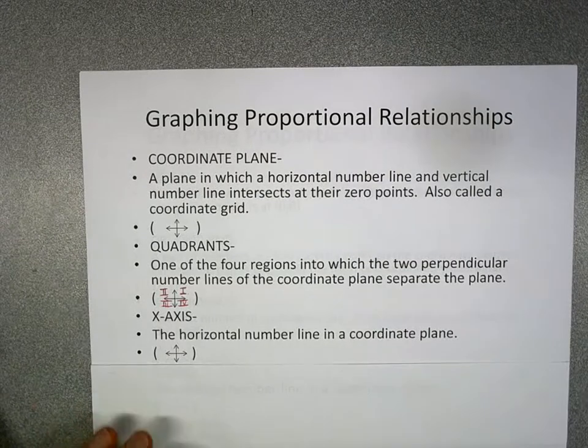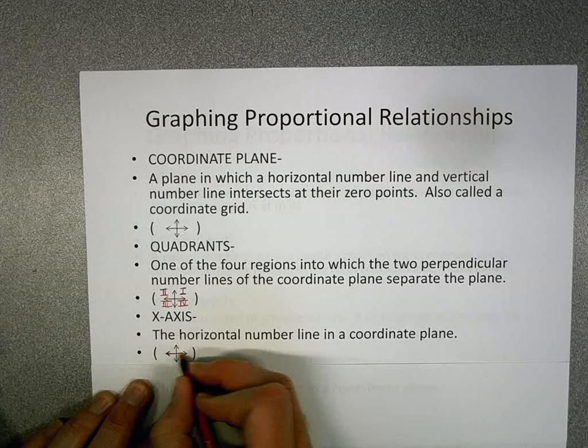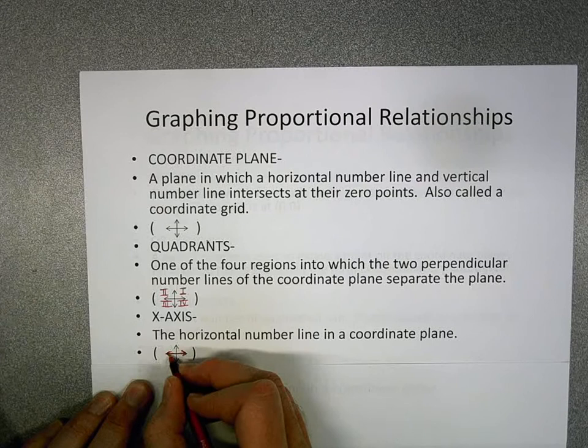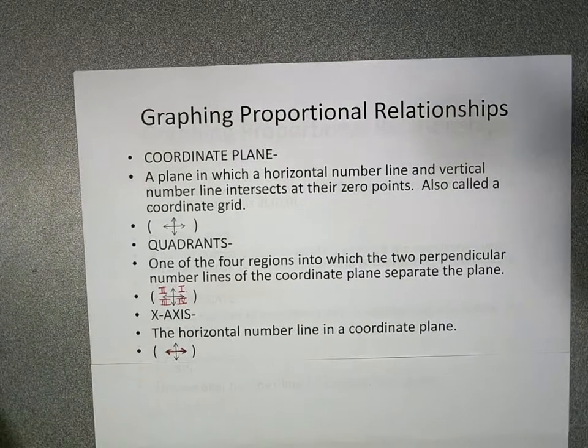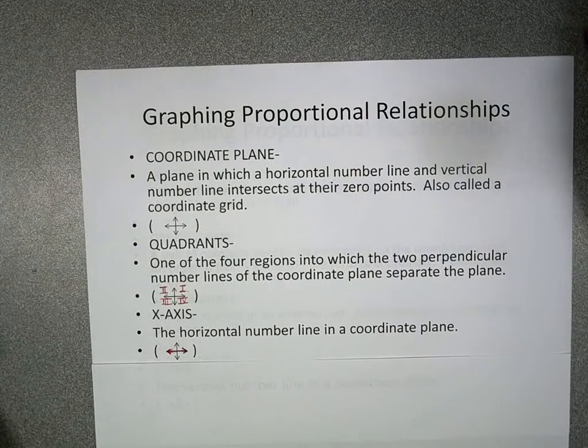Okay, and here's what I want you to do. Take the horizontal line right here and take your pencil. I know I have a red pen, but you take your pencil, make it a little thicker, like it's bolded. Okay, because that is the horizontal number line. That is the x-axis.